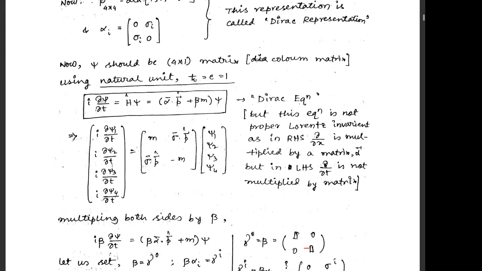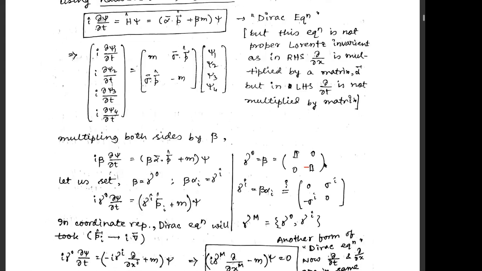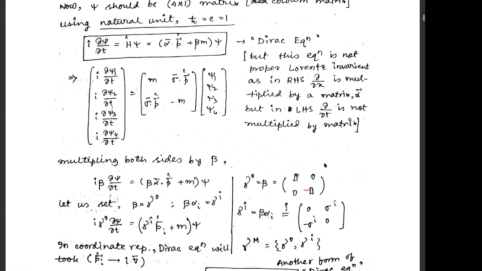So, first of all, let's check this probability density interpretation, right? This is one of the most important checks that we should do: what is the probability interpretation in this case, and whether it is conserved or not.